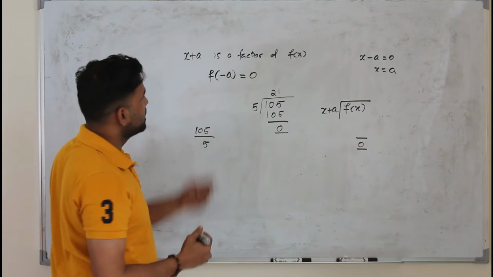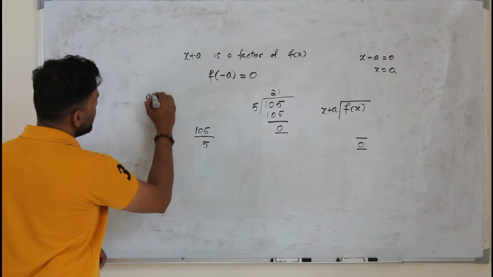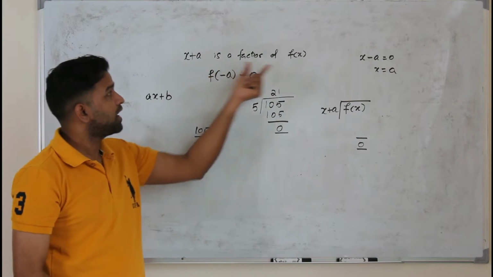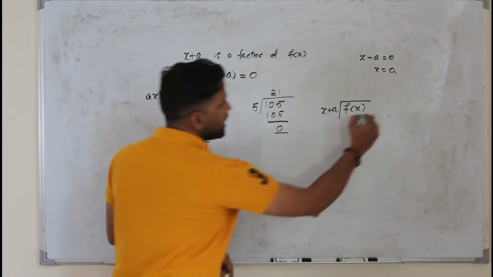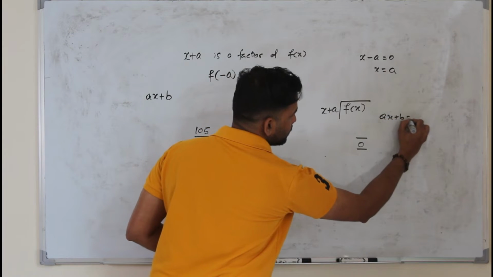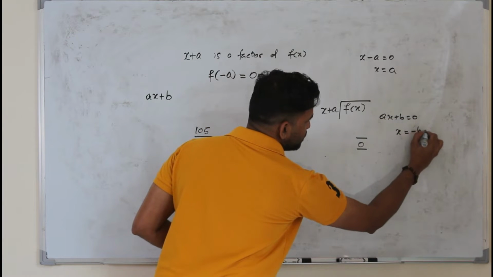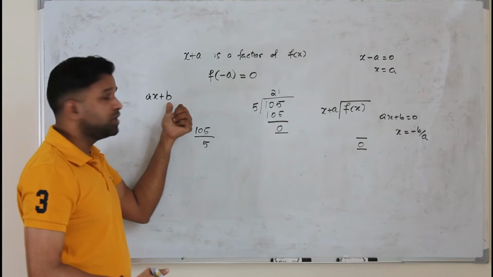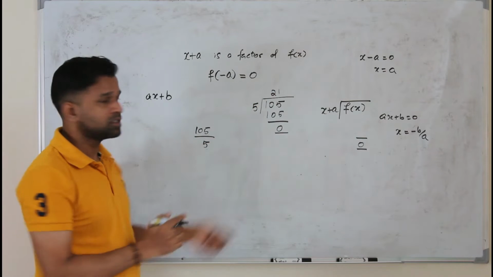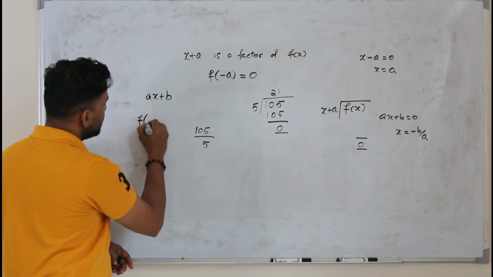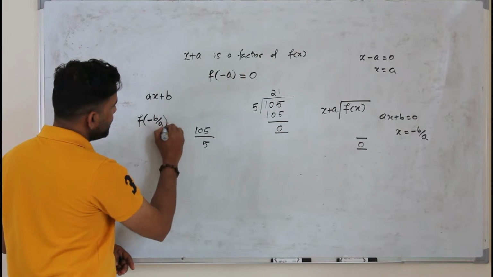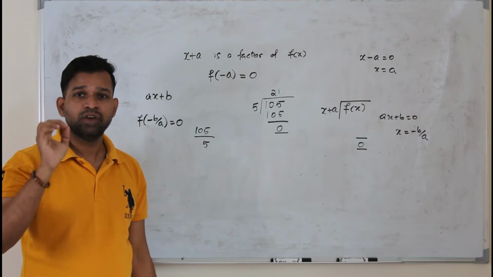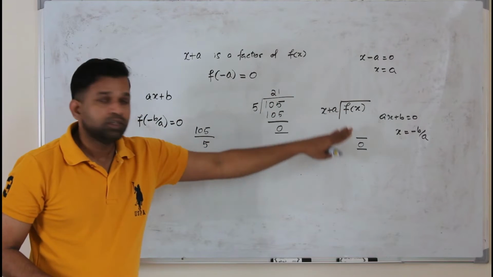Or instead of x plus a, you have, let's say, ax plus b. If ax plus b is a factor of f of x, take ax plus b equal to 0, so x will be minus b over a. So in this case, if ax plus b is a factor of f of x, then f of minus b over a will be 0. That's the factor theorem. You need to learn this very clearly, and we are not going to apply the long division method.